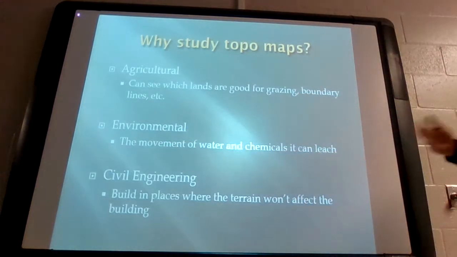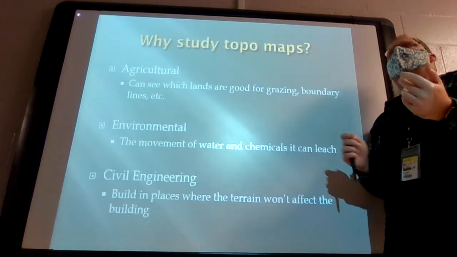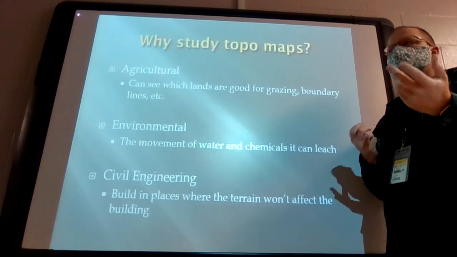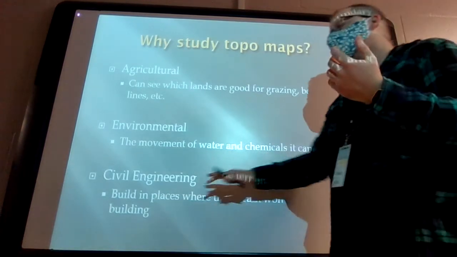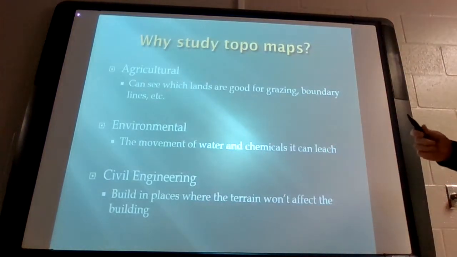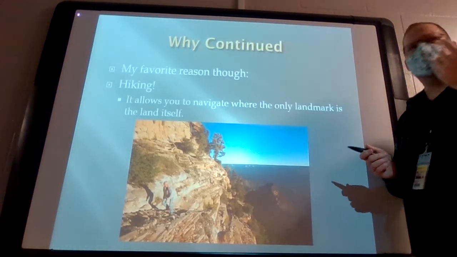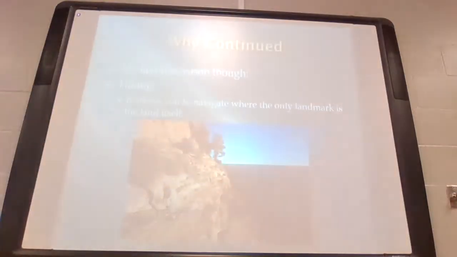Environmental work is really big with topographic maps because most environmental work is determining where our pollution goes. So if a business or an accident spills a bunch of chemicals, if we don't clean those chemicals up fast enough, where are they going to go? What stream are they going to end up in? What area are they going to affect? And then also civil engineering. Topographic maps can help you figure out where's the best place to build your building or your complex or whatever it is you're trying to build. And that can be very, very helpful.